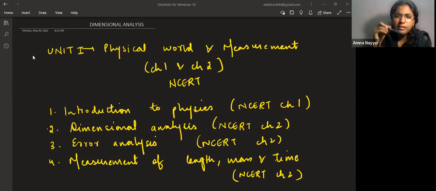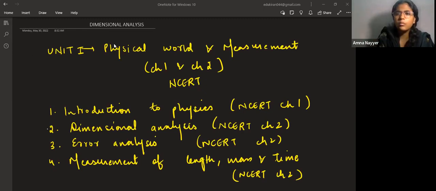So length, height, mass, time, all these quantities are physical quantities. You can check the clock and let me know what's the time. But when we come to terms like honesty, truthfulness, you cannot measure these, so these aren't physical quantities. Some quantity that has its existence and can be measured is called a physical quantity.